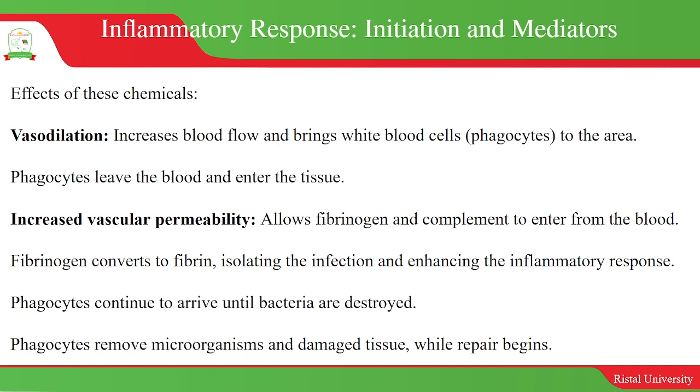These chemicals will have a number of effects, but most importantly, they will result in vasodilation, and also increased vascular permeability. These two effects are very key. When we have vasodilation, we have an increased blood flow to the area that is affected. So when you have this increased blood flow, it means more phagocytic cells will enter the affected tissue. And when we have increased vascular permeability, it means that larger molecules such as fibrinogen and the complement proteins can enter the affected area.